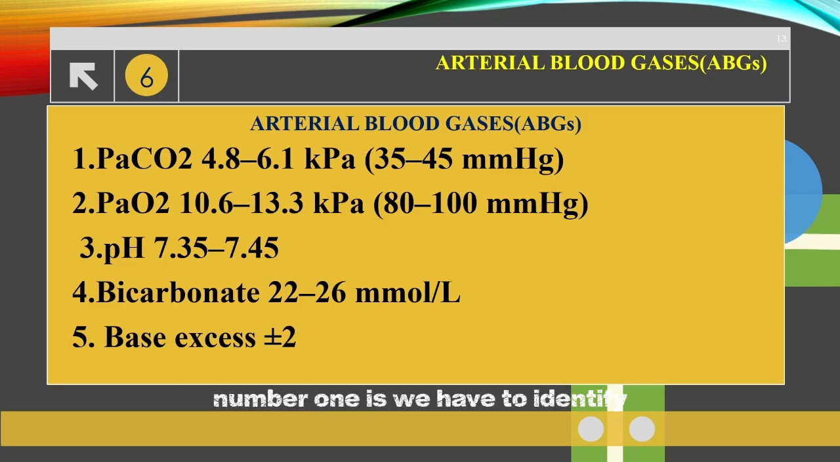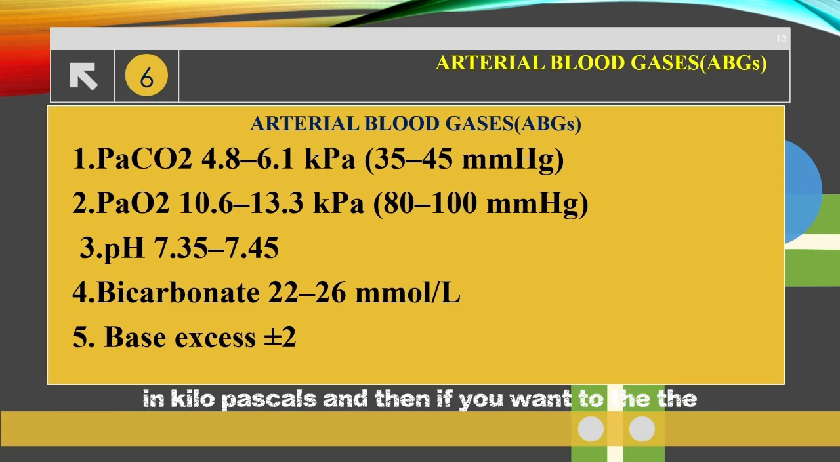Number 1 is the partial pressure of carbon dioxide. It can be divided into 2: in terms of pascals, you've got 4.8 to 6.1 kilopascals. That's the normal arterial partial pressure of carbon dioxide, 4.8 to 6.1 in kilopascals.